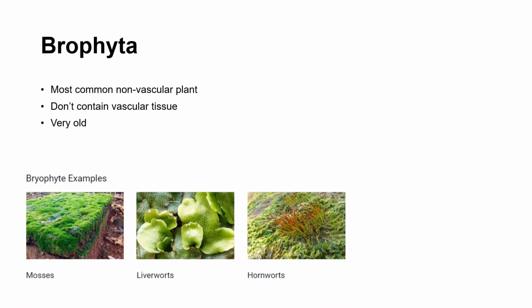The most common phylum of non-vascular plants is Bryophyta, which has 10,000 different species. However, they are all restricted to certain habitats due to their lack of proper roots, leaves and stems. Examples include mosses, liverworts and hornworts.